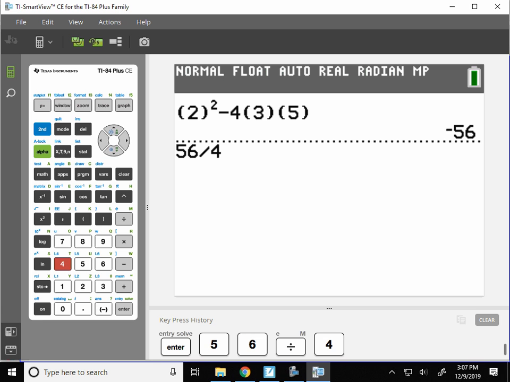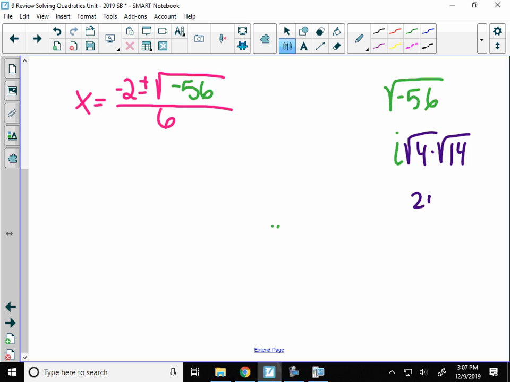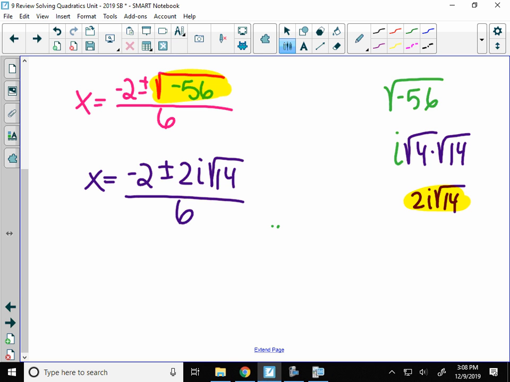56 divided by 4 is 14. Yeah, that'll work. 4 and 14. So this will be radical 4 times radical 14, which simplifies to be 2i radical 14. So what I'm going to do is use that 2i radical 14 to replace that square root. So I have negative 2 plus or minus 2i radical 14 over 6.